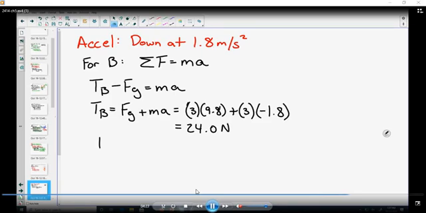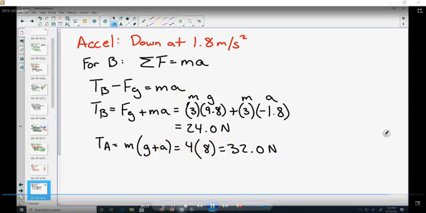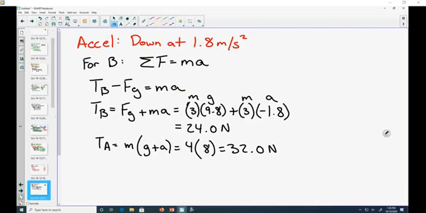So when it's accelerating downward, the tension goes down. To find TA, it's essentially the same thing, except we now have 4 kilograms instead of 3. Here you can factor out the mass of each one, factor out the m on this side of the equation. That leaves you with G plus A. So we can simply multiply and find the tension in A is 32 newtons. So again, when it's accelerating downward, the tension goes down.